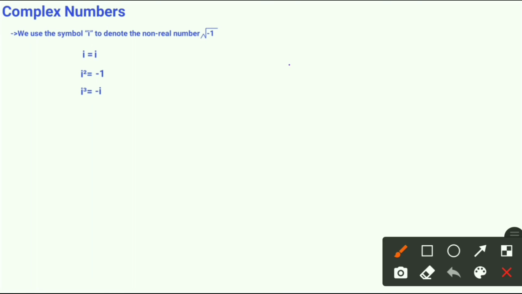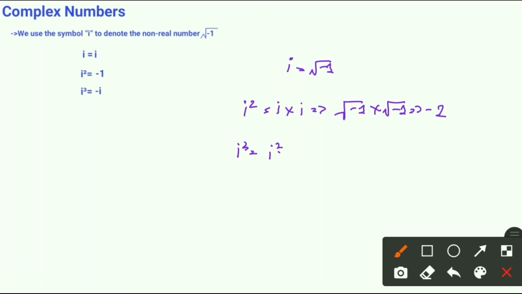Let's begin. Complex numbers. We use the symbol iota to denote the non-real number, like this. You must know that iota is equal to the square root of minus 1. Then if iota is multiplied by iota, it means square root of minus 1 multiplied by square root of minus 1, and it will be minus 1, which means i squared is equal to minus 1. Then iota cubed, which means i squared multiplied by iota, is minus 1 multiplied by i, so it's going to be minus iota, and so on.